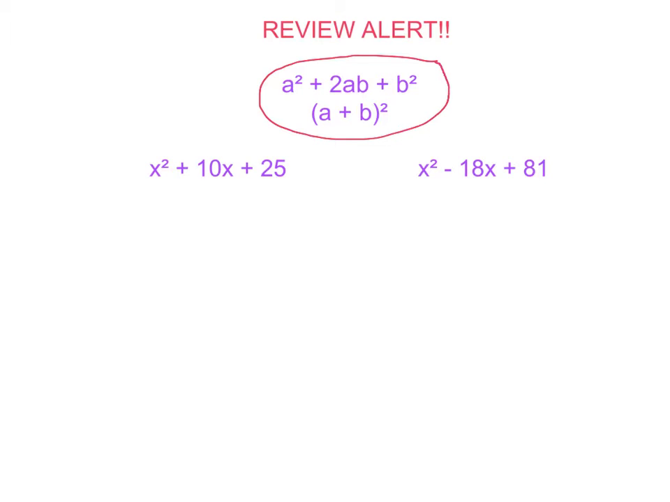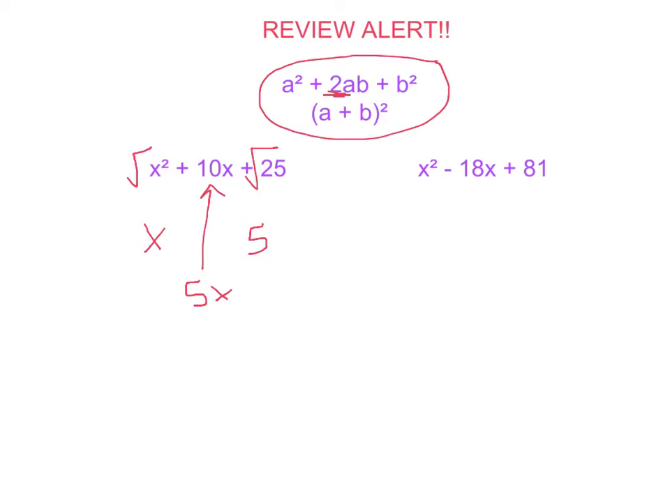So you always check, are the first and third terms of your trinomial perfect squares? So can you take the square root of them and get an integer? The square root of x squared is x. The square root of 25 is 5. Multiply them together to get 5x. And then what happens when you double them? You get 10. So in this case, that is a perfect square trinomial.